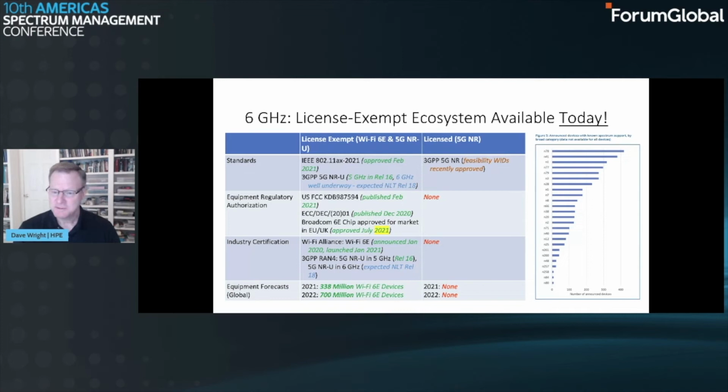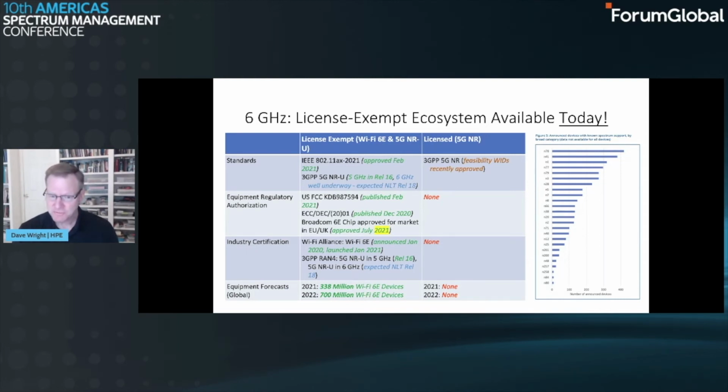Again, the ECC in Europe published their decision in December 2020. And then the FCC began authorizing equipment. I think the first modules and chips were authorized in either February or March, probably March of this year. But in July, we had the first Broadcom chip authorized in Europe as well. So we now have equipment authorizations going on in the US, in Europe, and the other markets that have moved on 6 gigahertz are in various stages of implementing their equipment authorizations, but it's well underway.